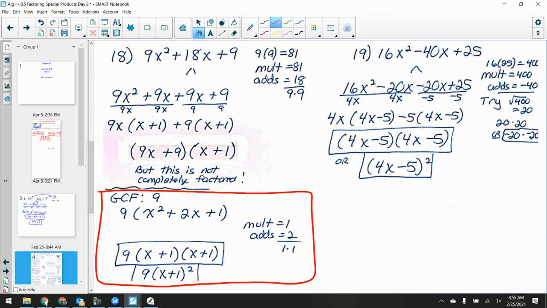Taking a look at 19 there. You're looking for factors of 400 that add to get to negative 40. That's negative 20 and negative 20. So it should have been 4x minus 5, 4x minus 5. Okay, questions, anything through 19 so far? Want to go over anything through 19?